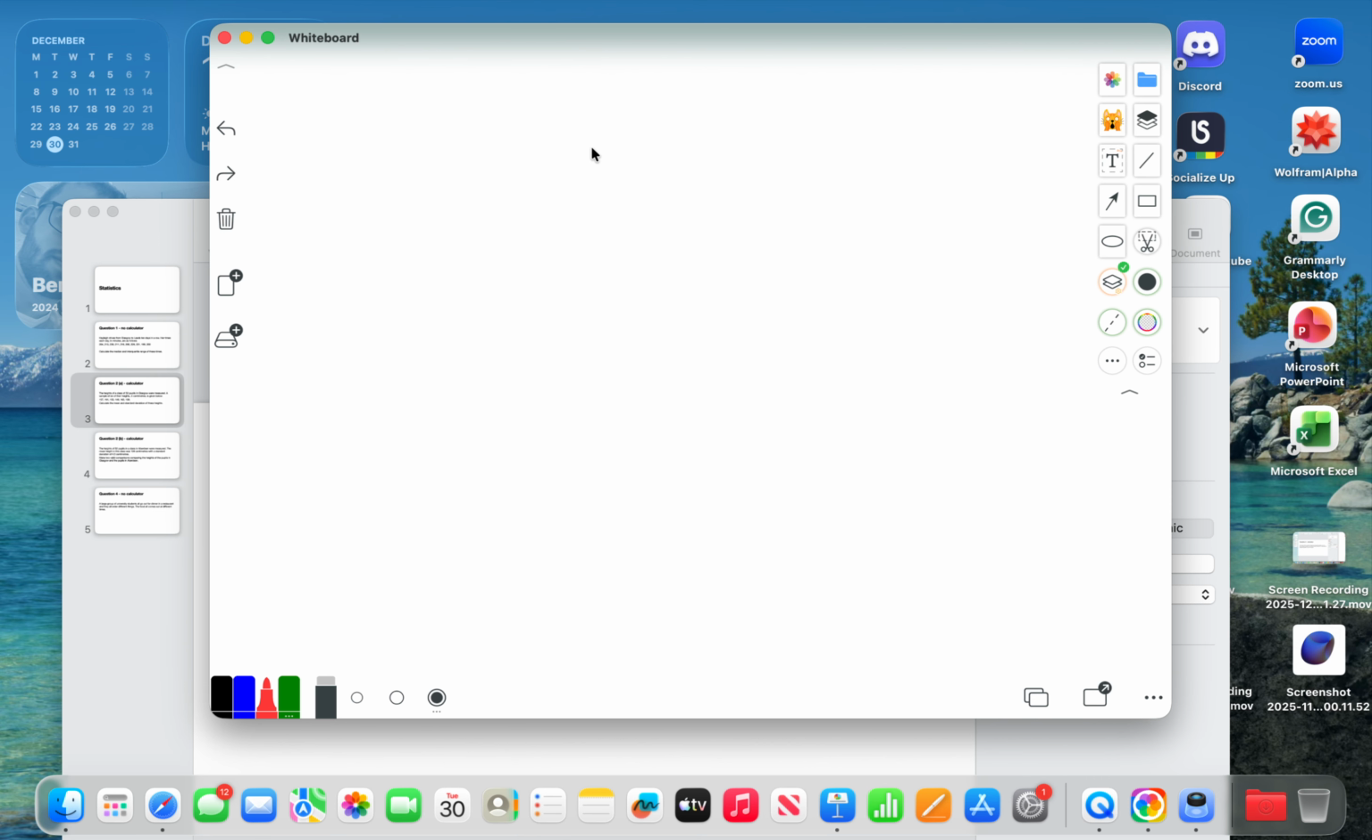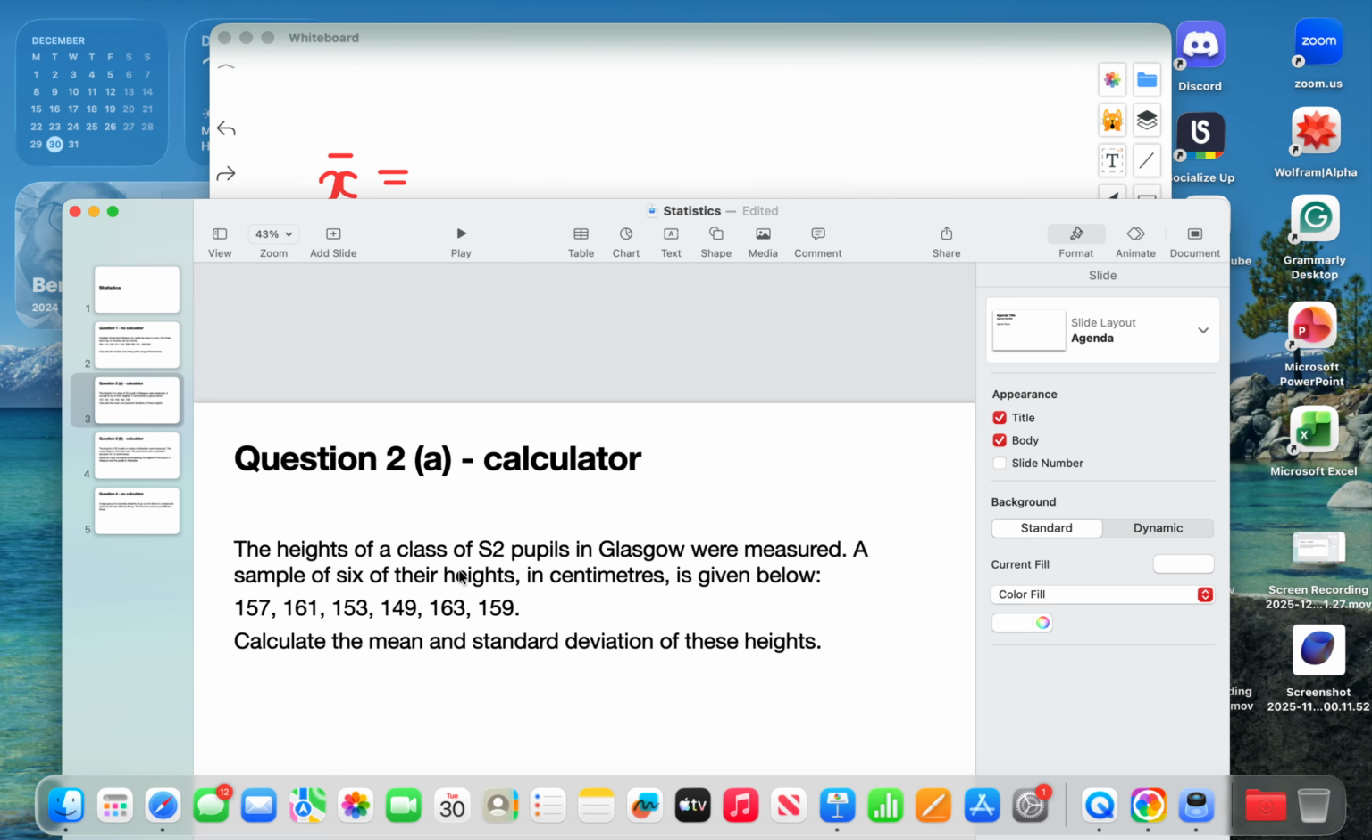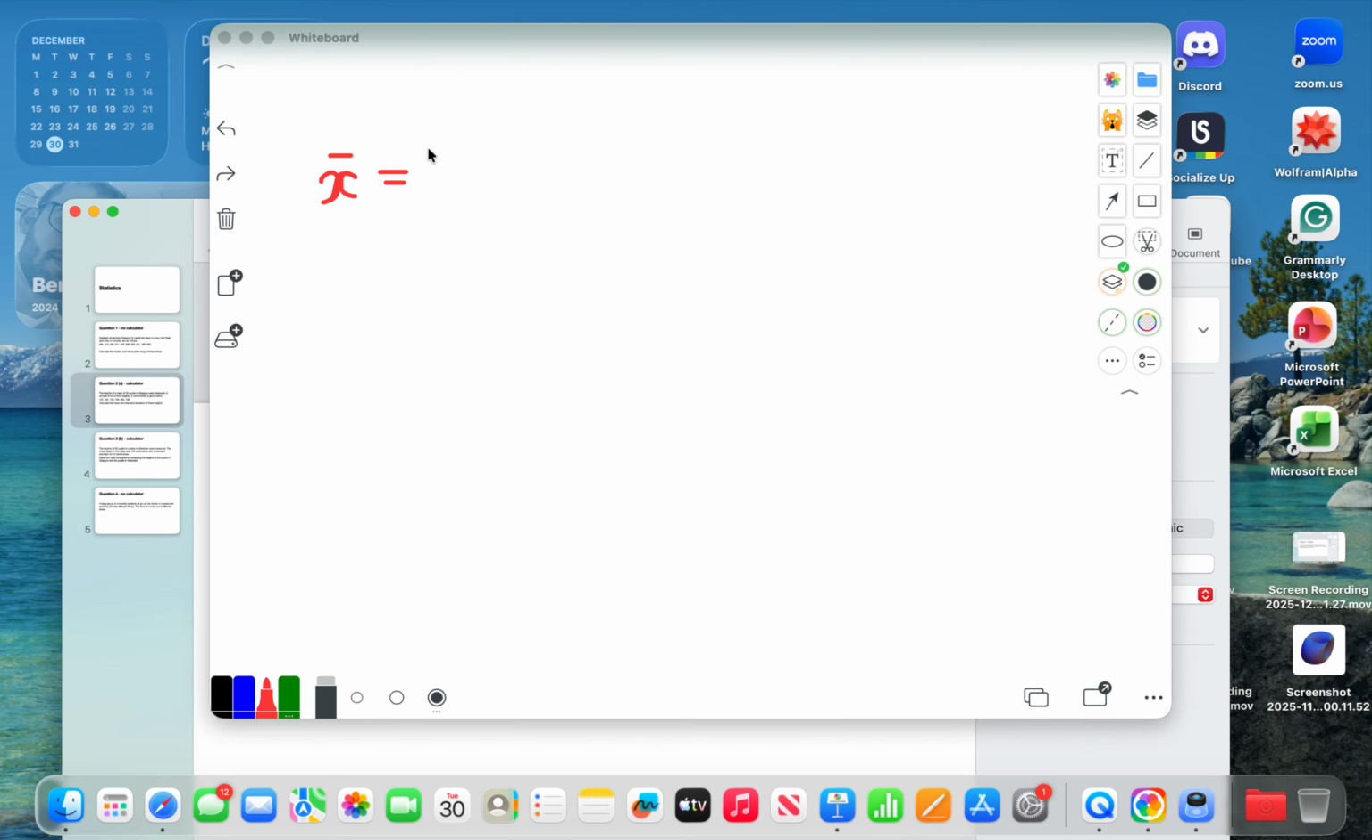Let's have a go at it then. We're going to call X bar the sample mean, and the sample mean is the mean of these 6 numbers, and essentially you add up the 6 numbers.